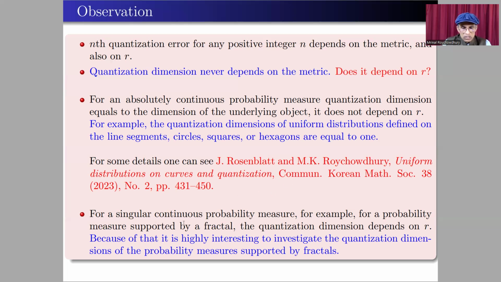Now, for a singular continuous probability measure, for example, a probability measure supported by a fractal, the quantization dimension depends on R. So in the absolutely continuous case, the quantization dimension never depends on R. But in the case of fractal probability measures, it depends on R. Because of that, it is highly interesting to investigate the quantization dimension of probability measures supported by fractals.